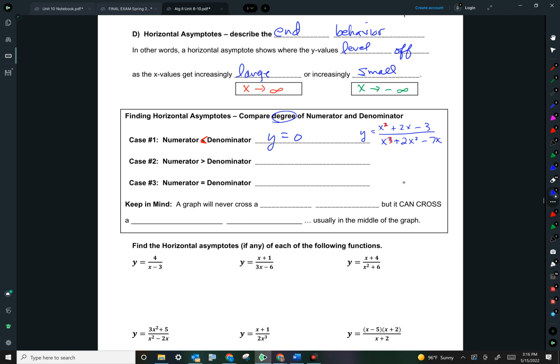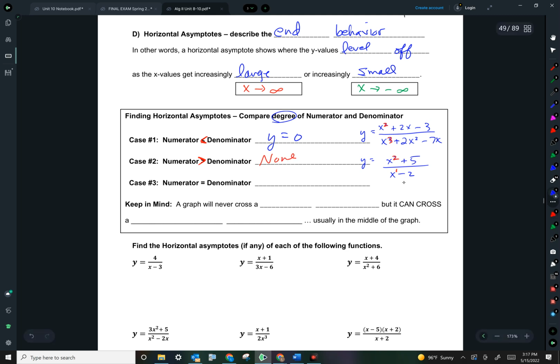It might be a case where it's just the opposite of that, where the numerator degree is larger than the denominator degree. An example might be y equals x squared plus 5 over x minus 2. In this case, do you see that the degree of the top, the highest exponent, is 2? The bottom is like an x to the first. So the numerator degree is more than the denominator degree. In that case, there are no horizontal asymptotes.